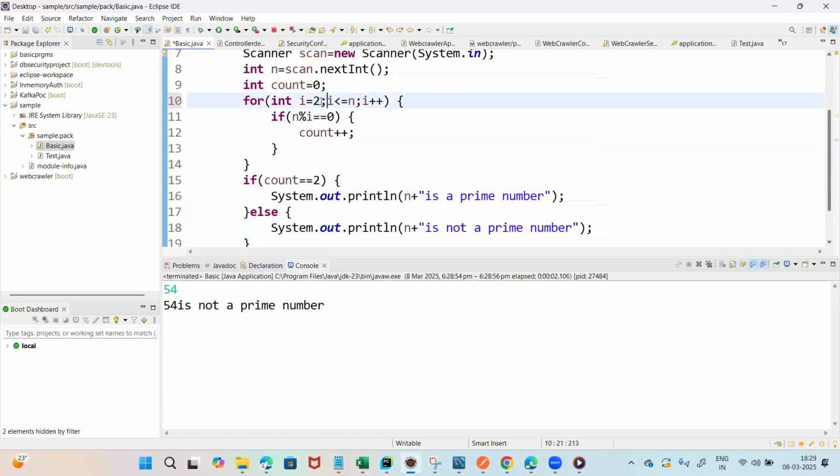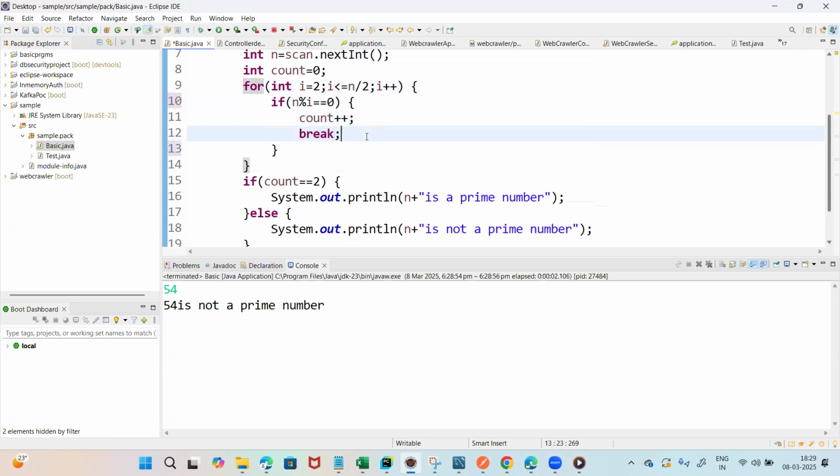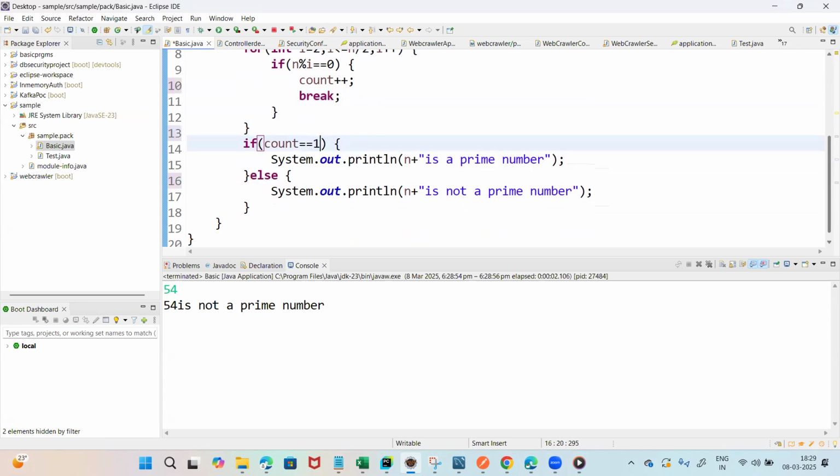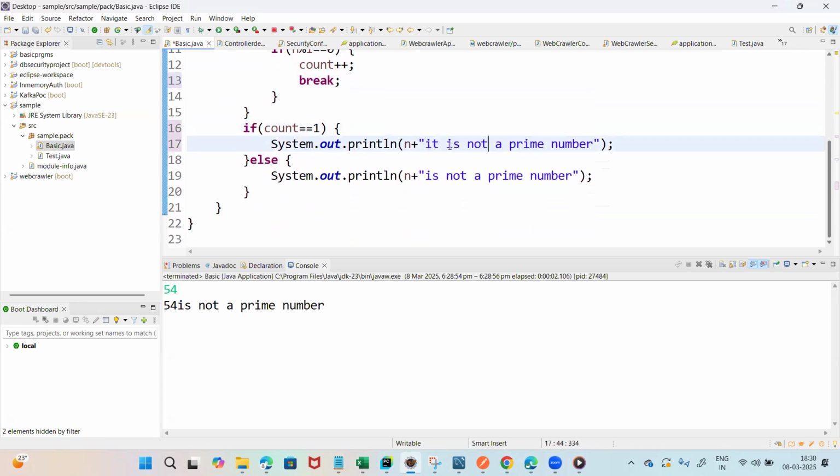Two to n by 2. If you find at least one factor, then break the loop. See how I'm approaching: if my count equals 1, it is not a prime number. Is that fine, Gautam, in this context? It is not a prime number. If my count is other than 1, it is a prime number.